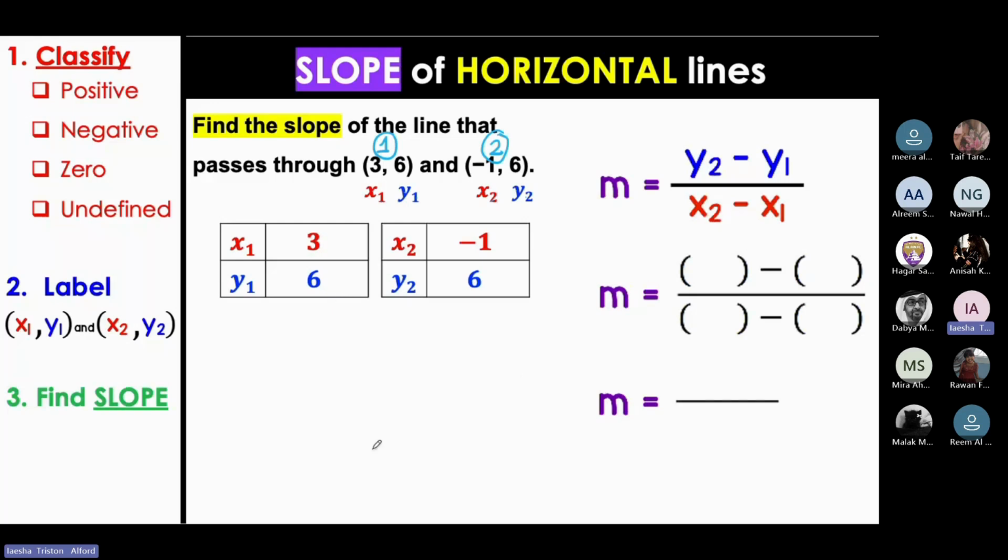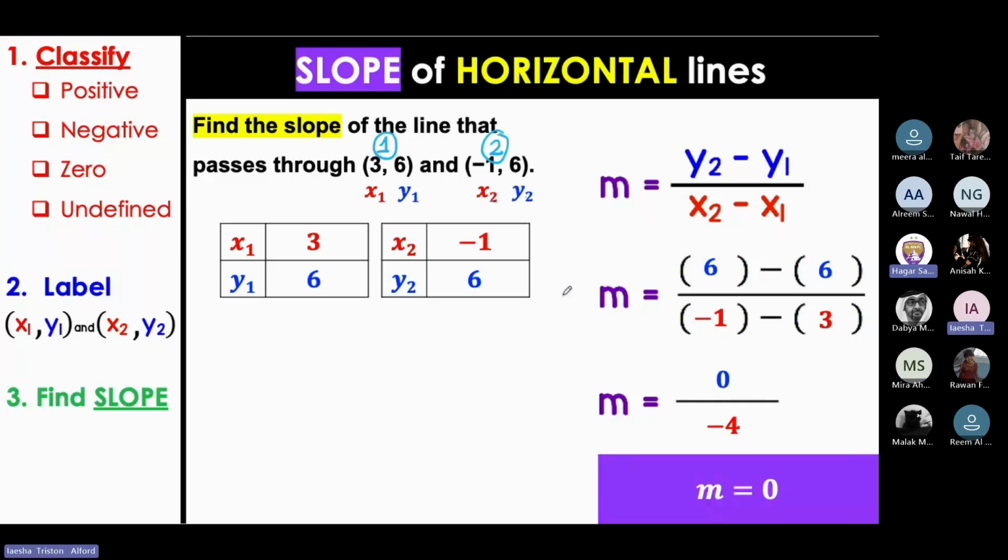Y2 this time, positive 6. Y1, positive 6. Then X2, negative 1. And X1, subtract 3, so positive 3. Subtract the numbers. 6 subtract 6 gives you 0. Negative 1 subtract 3 gives you negative 4. Divide and you get 0.